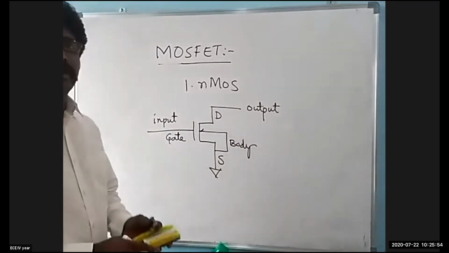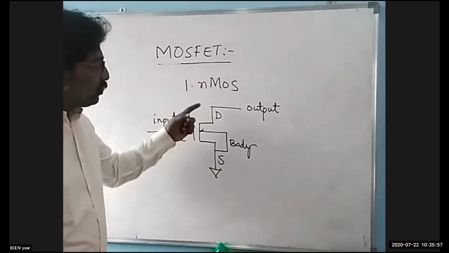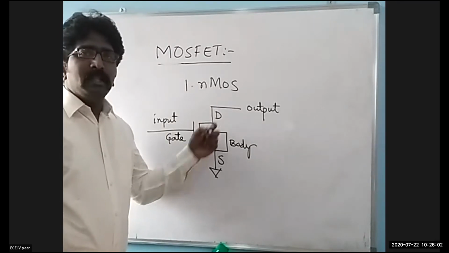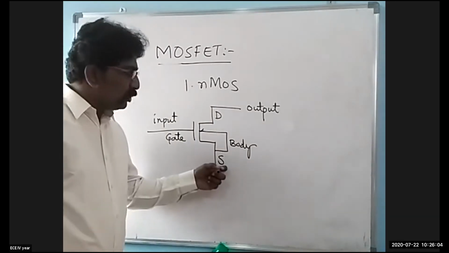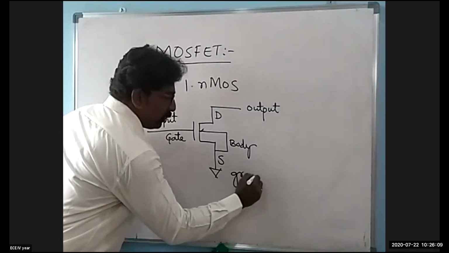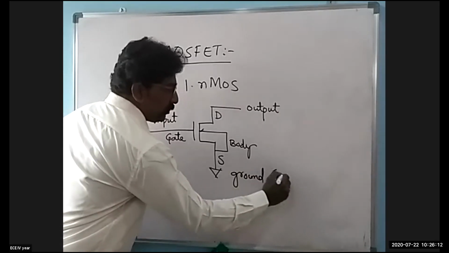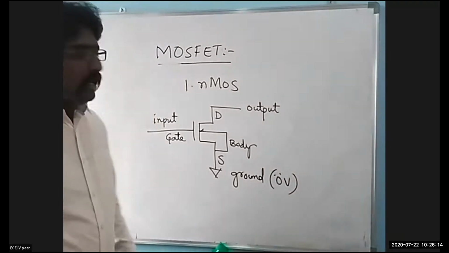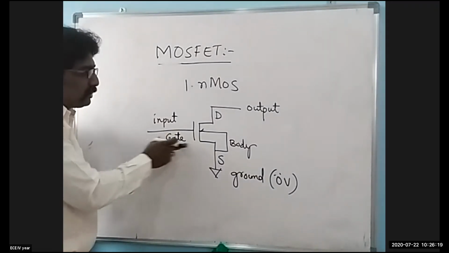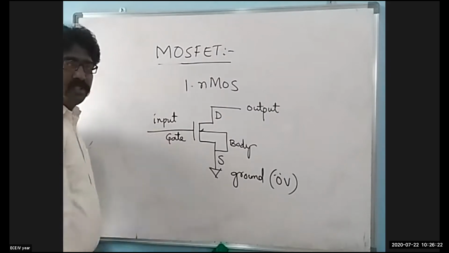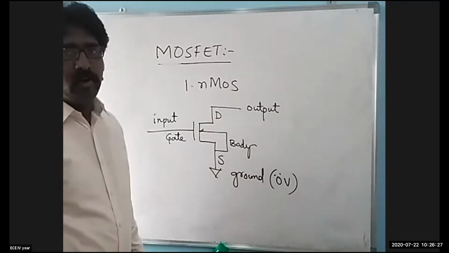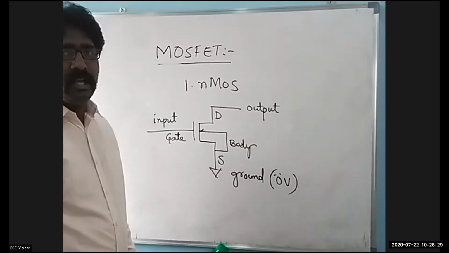So see now, these are the four different terminals of a MOSFET. Always remember that for nMOS, the drain will be in the upper part and the source will be in the lower part, and the source terminal is always connected to the ground terminal, that is 0 volts. The gate terminal is where the input signal is fed into the MOSFET, and the drain terminal is where the output signal is obtained. So let us see how this nMOSFET will be working.